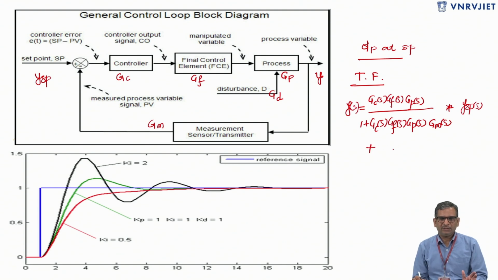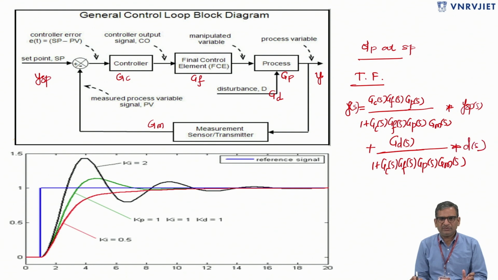For the second part, that is for the disturbance, we get the disturbance gain GD of S divided by the transfer function, which remains the same, GC of S, GF of S, GP of S, GM of S, multiplied by disturbance variable D of S. Now if you see this equation for output Y, the output has to be maintained at set point, or the effect of the disturbance has to be minimized.